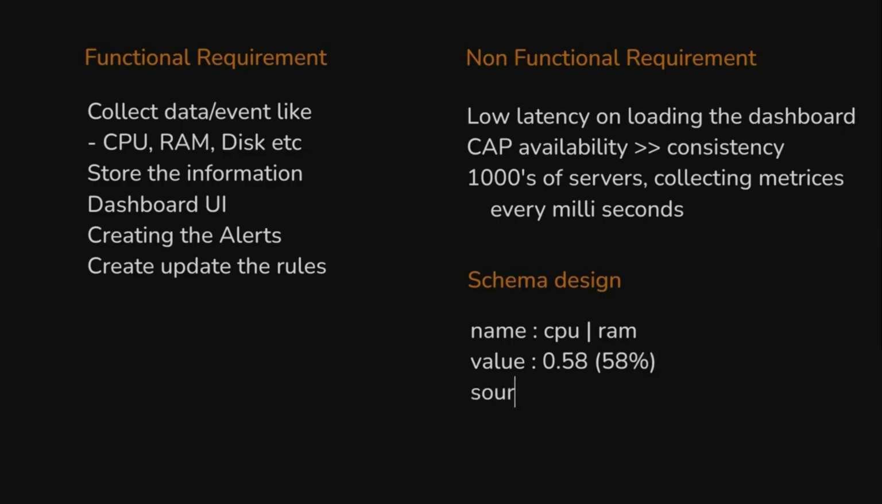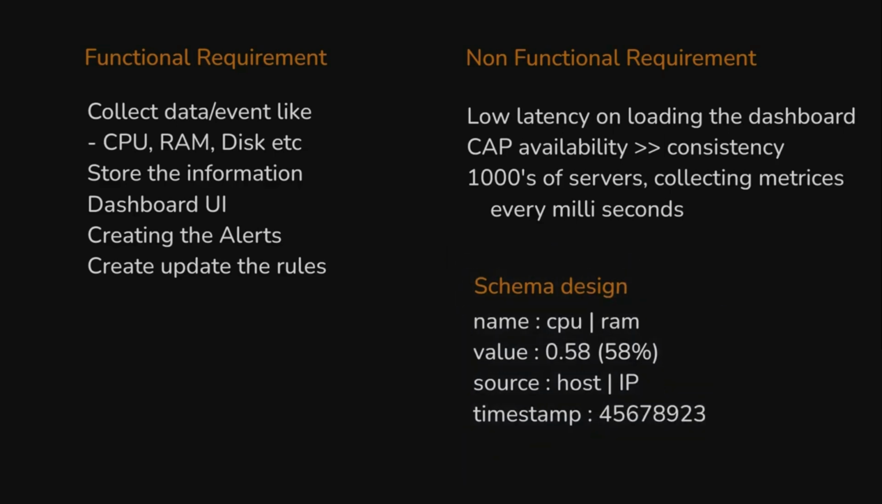What is the source of this data? We can have the host name or the IP address of the server. And another important attribute is the timestamp. Now this timestamp we can represent in the form of an epoch, like 4, 5, 6, 7, 8, 9, 2, 3. Epoch is the number of milliseconds elapsed from 1st January 1970.